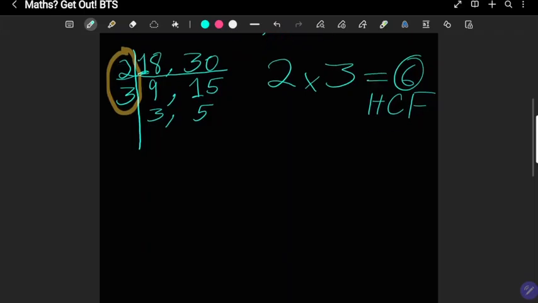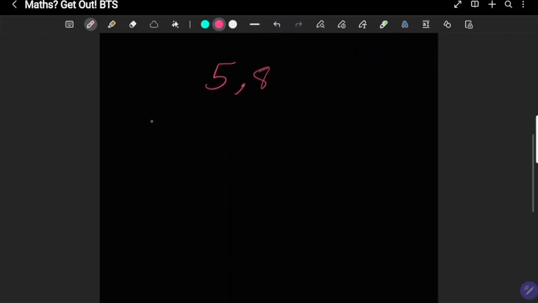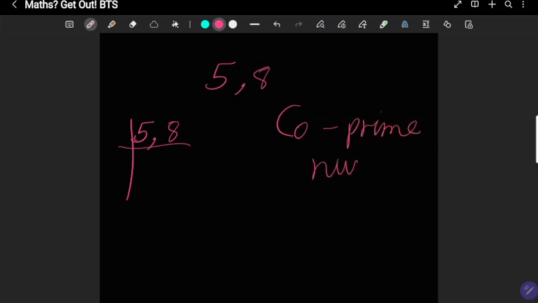Now, sometimes teachers give you some absolutely horrible numbers. For example, 5 and 8. Sorry, my bad memory. If you put 5 and 8 in a table, you're going to find that there's no number that you can divide both of them by. These numbers are called co-prime numbers.